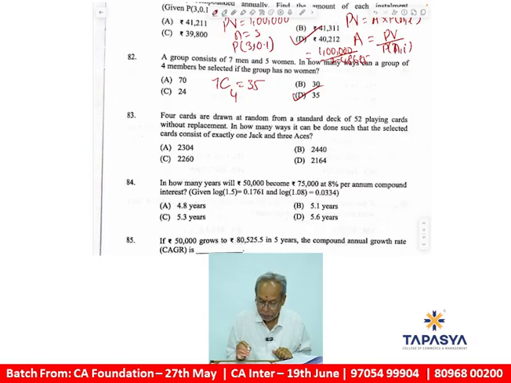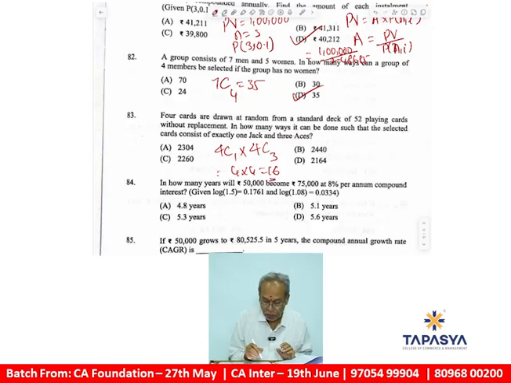And here 4 cards are drawn from a deck of 52 playing cards without replacement. So how many ways can it be done such that the selected cards consist of exactly 1 jack. So there are 4 jacks. 1 jack can be chosen in 4C1 ways, into 3 aces. There are 4 aces and this can be 4C3. 4 into 4, the answer is 16, but no option is showing 16.